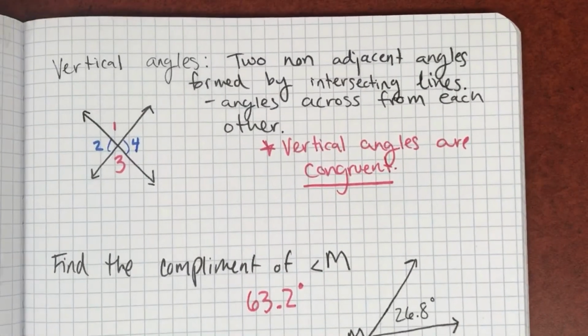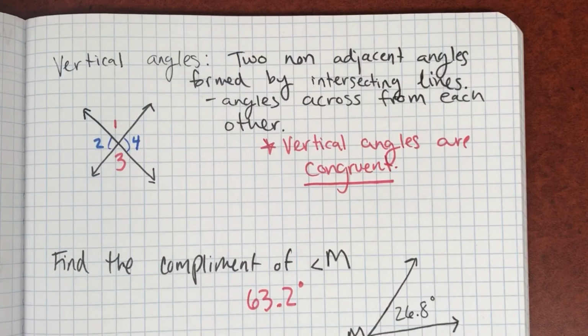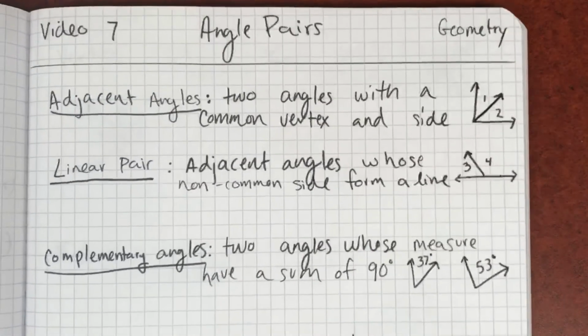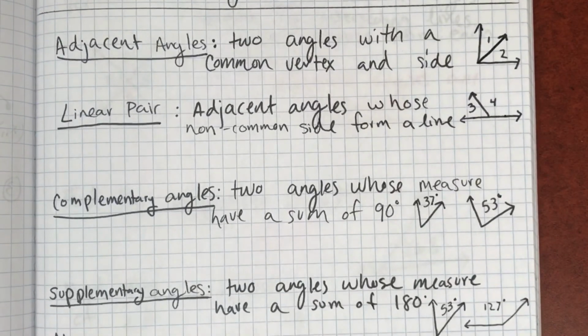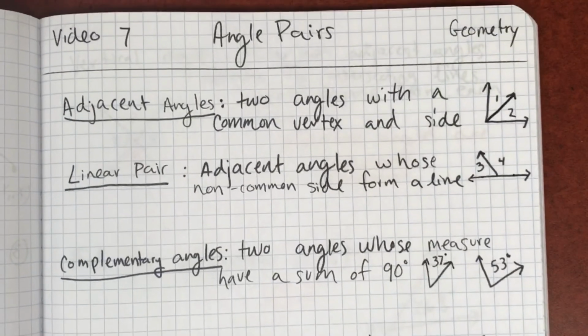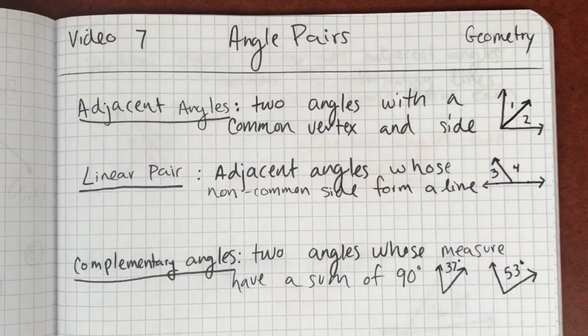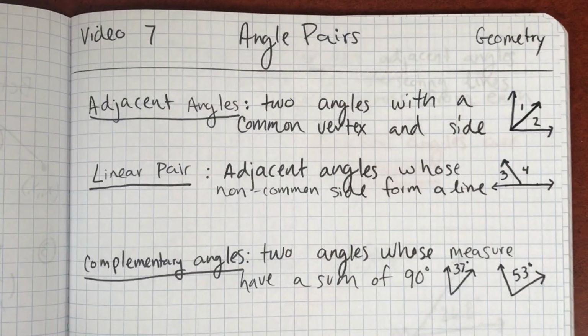Okay. So this lesson has a lot of angle vocabulary. So we've got our vertical angles, supplementary, complementary, linear pair, and adjacent. All right, so commit those to memory, and this will be a little bit easier for you.